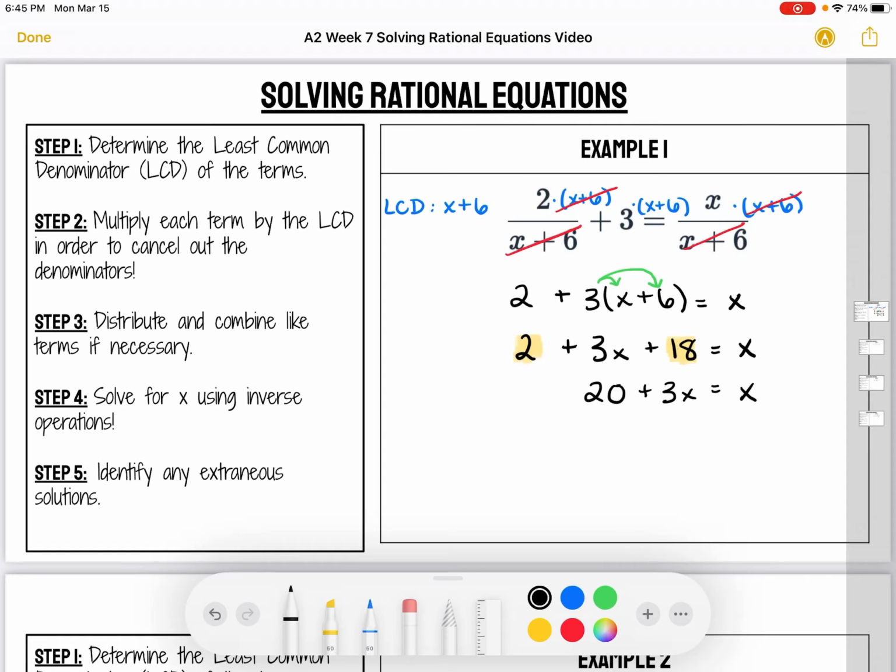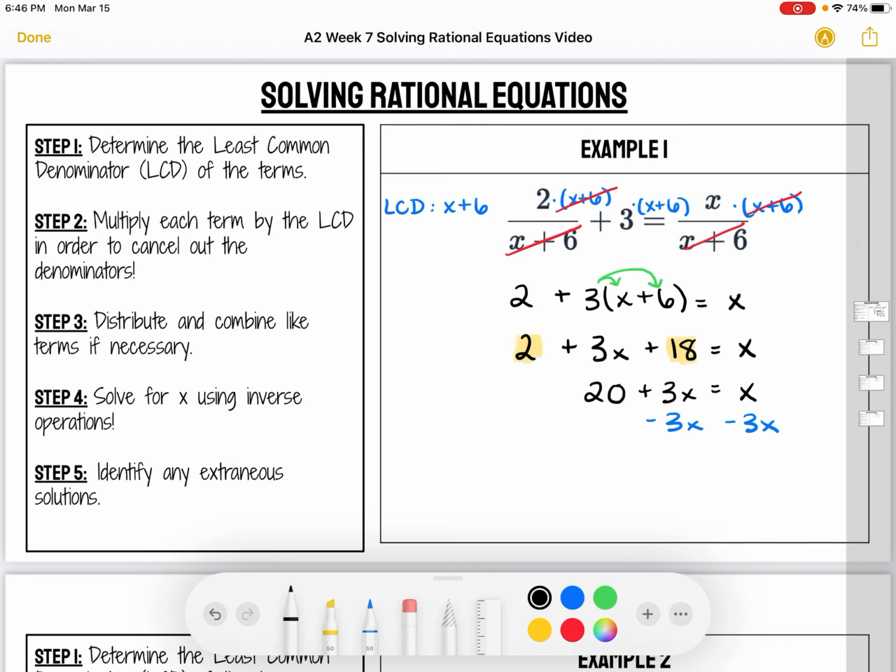Now, step 4, solve for x using the inverse operations. So I usually try to get all my x terms on one side and all my constant terms on the other side. So I'm going to want to move the 3x. Now I would move the x to the left side, but then I'm going to have 0 on the right side, which is just going to take me a little longer. So I want to just subtract the 3x. I want to avoid having 0 on one side because then I'm going to have to move my constant term as well. So it kind of adds an extra step, but you could do it that way. I'm going to subtract 3x from both sides.